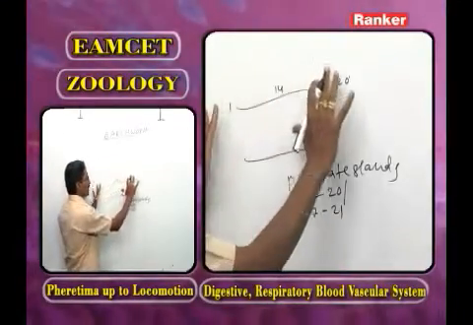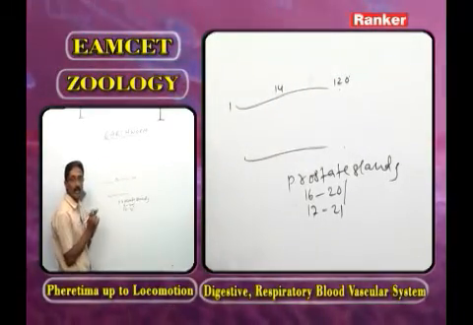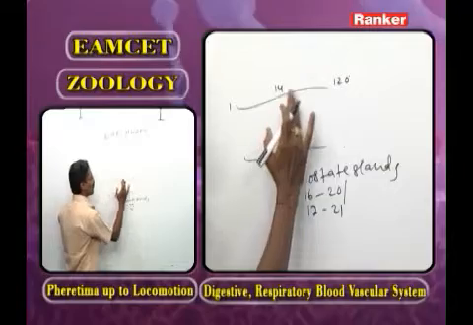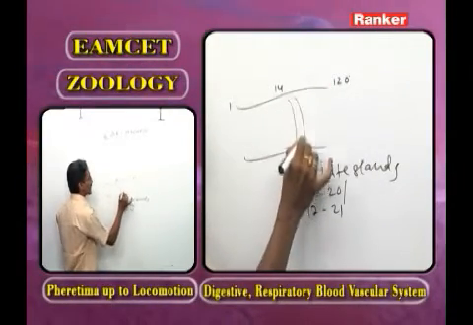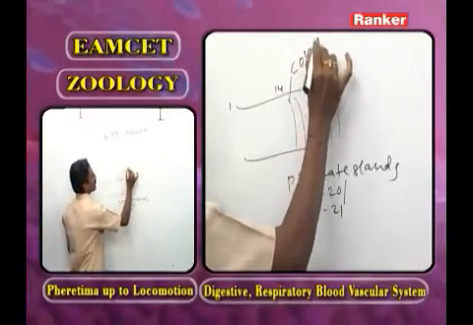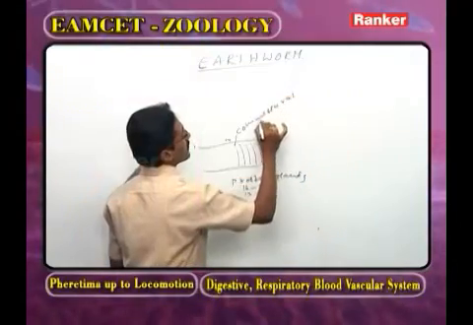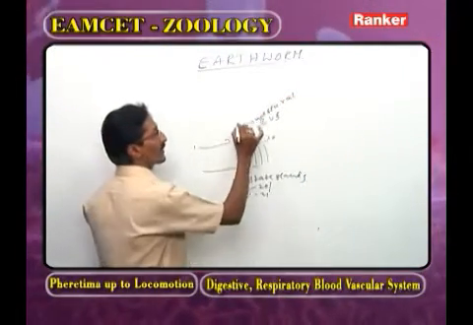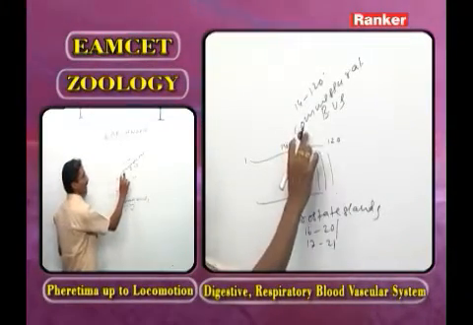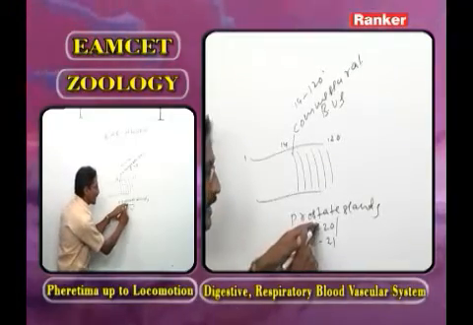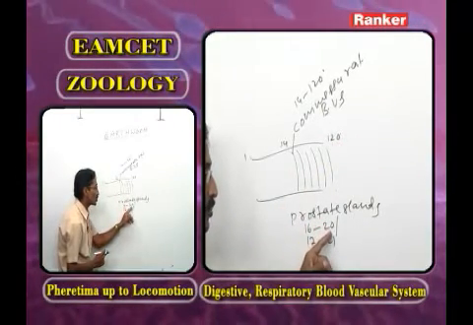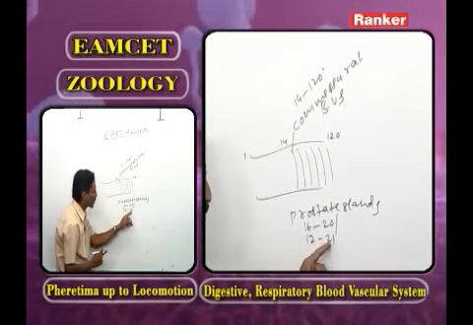Now, as we observe the circulatory system of Pheretima or earthworm, what is the question? Blood from the prostate glands of Pheretima is collected by, from the 14th to the last segment, what are present? The transversely arranged blood vessels are present. These are called the commissural blood vessels. They start from the 14th to the last. How are they arranged? Transversely. They are called collecting and distributing blood vessels. But here, prostate glands are present beyond the 14th segment, that means from the 16th to 20th or 17th to 21st segments.